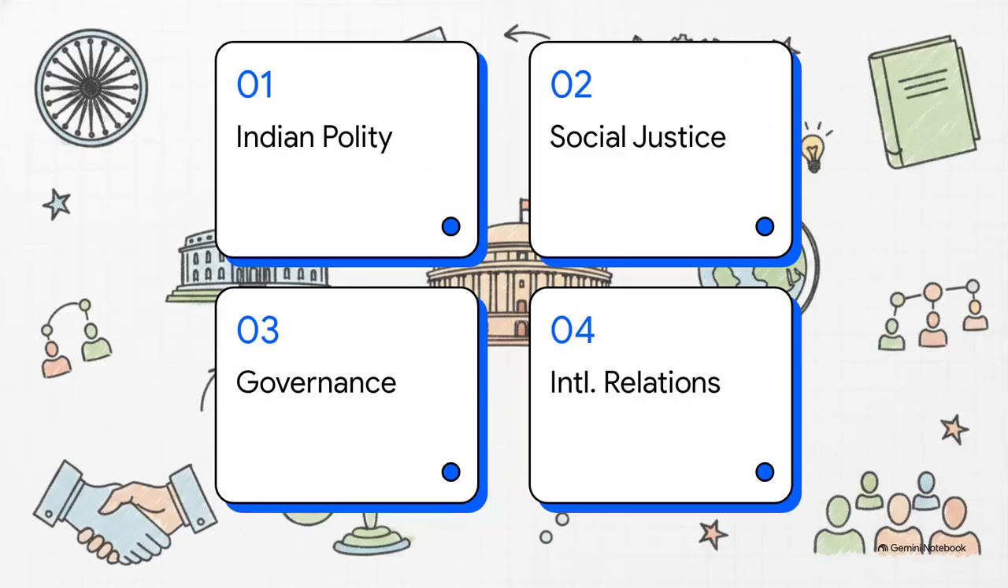The official UPSC syllabus gives you 20 really complex paragraphs, but we're going to neatly fold all of that into a simple 4 pillars framework: Indian polity and constitution, social justice, governance, and international relations.